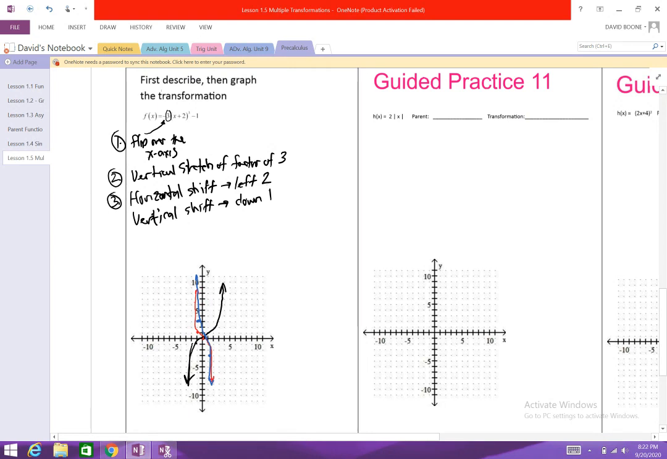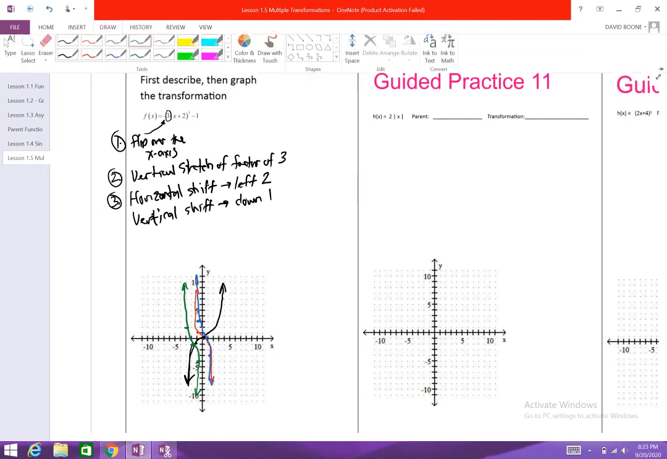And I'm going to move it to the left 2 and down 1. So I'm just going to take each of these points and move it left 2 and down 1. Left 2, down 1. Left 2, down 1. And then left 2, down 1. So my graph should be right about there, and the green one's the final one.